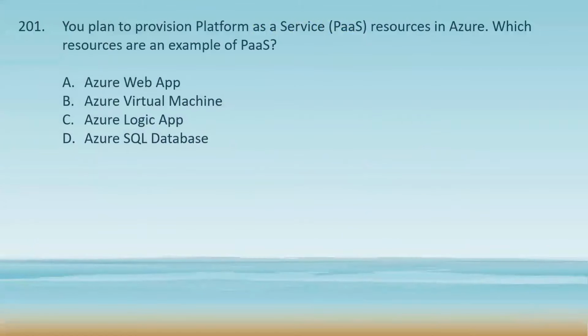You plan to provision platform as a service resource in Azure. Which resource are an example of PaaS? Your options are Azure Web App, Azure Virtual Machine, Azure Logic App, Azure SQL Database. Azure Web App, Azure Logic App, and Azure SQL Database are examples of platform as a service in Azure. PaaS services provide a platform and environment for developers to build, deploy, and manage applications without having to worry about the underlying infrastructure. Azure Virtual Machine, on the other hand, is an infrastructure as a service resource where you have more control over the virtual machines and need to manage the operating system and related infrastructure components yourself.